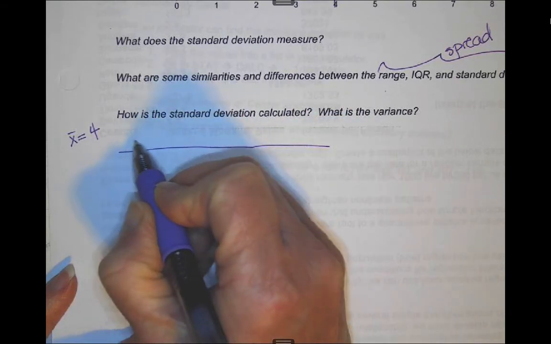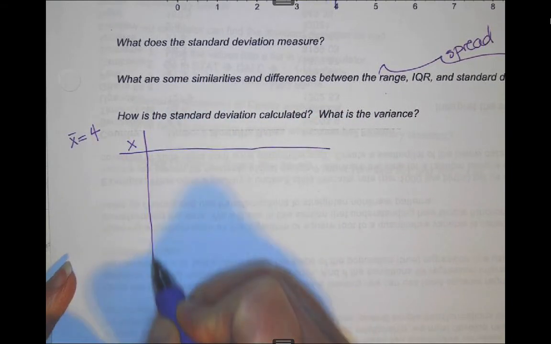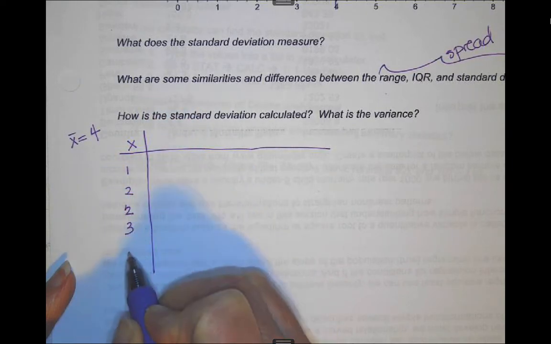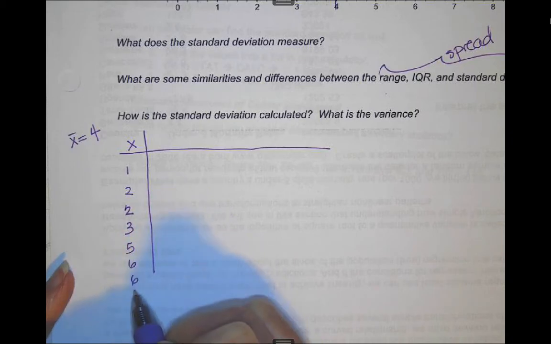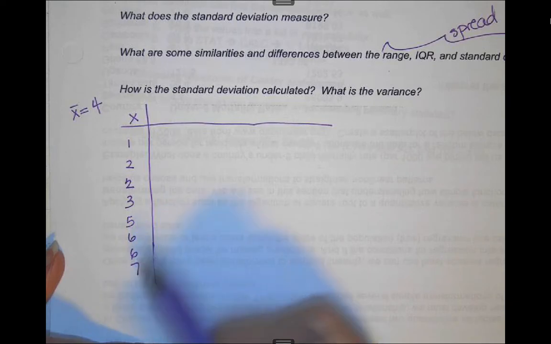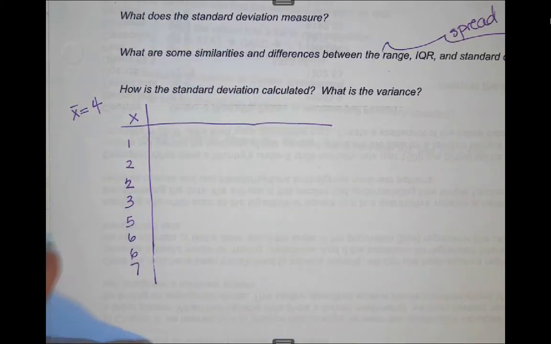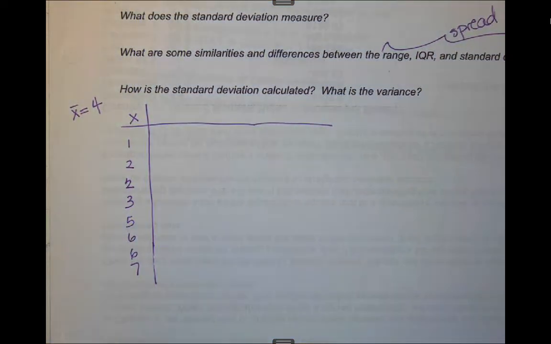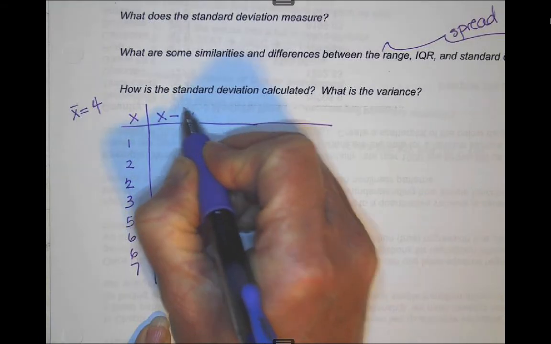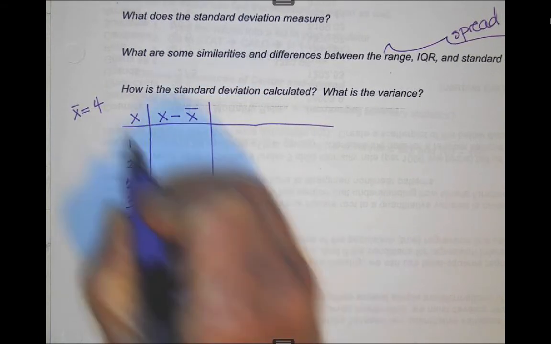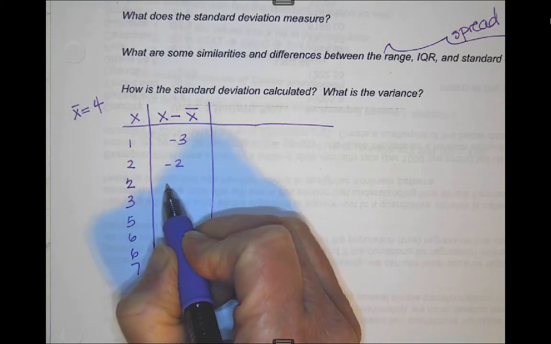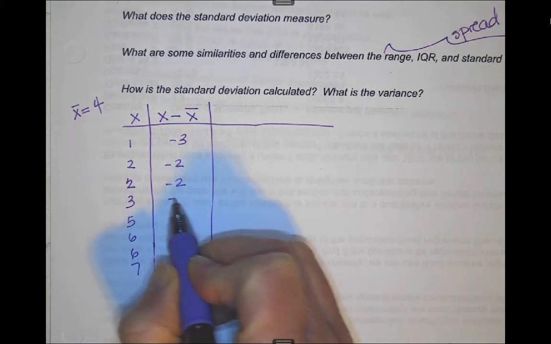All right, so the first thing I'm going to do here is create a little table. I'm going to write down all those data values, all those numbers. So I've got 1, 2 2s, a 3, a 5, 2 6s, and a 7. Now remember, what's my goal here? My goal is trying to find the average distance. So I'm going to do x minus x bar. So how far away are my values from the mean? I'm trying to find that average distance from the mean. So I calculate these values here.